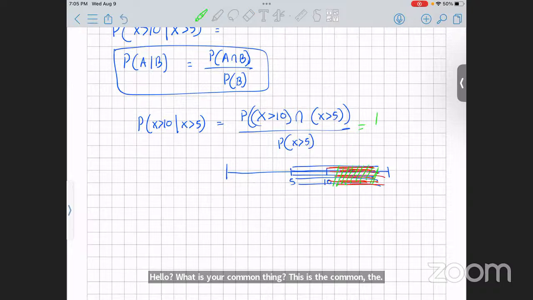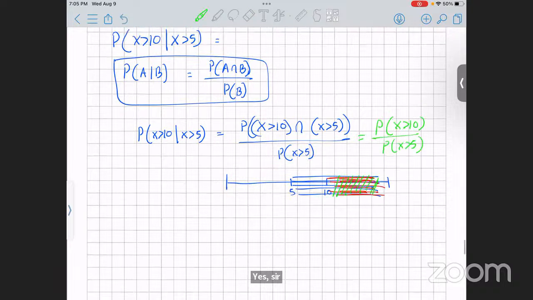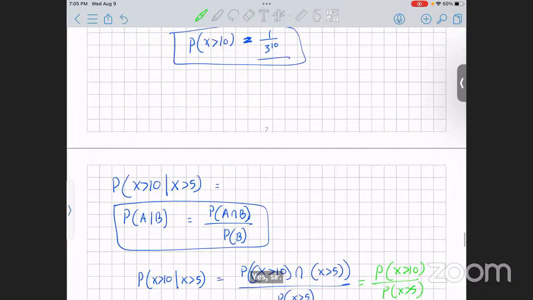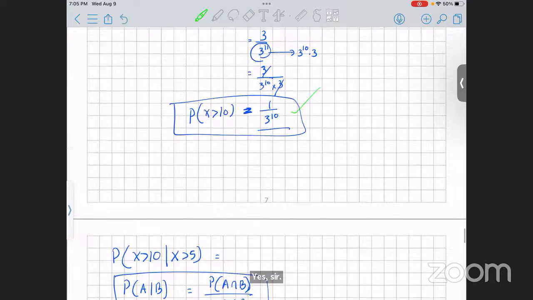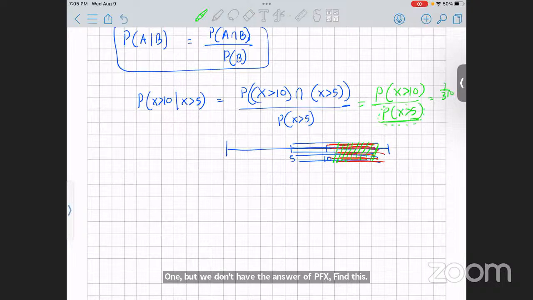Okay, so it comes like P of x greater than 10 divided by P of x greater than 5. Now in this, we already have the answer for P of x greater than 10, which is 1 by 3 power 10. But we don't have the answer for P of x greater than 5. Find this. If you find P of x greater than 5, the answer will again come out something like this.